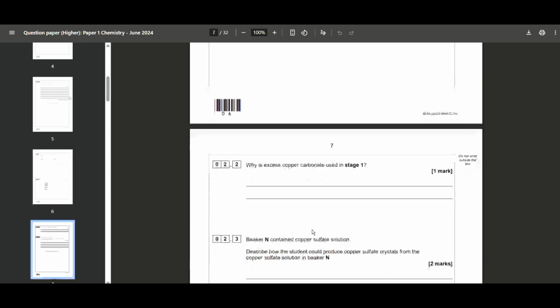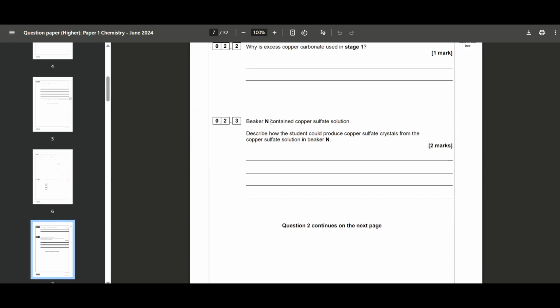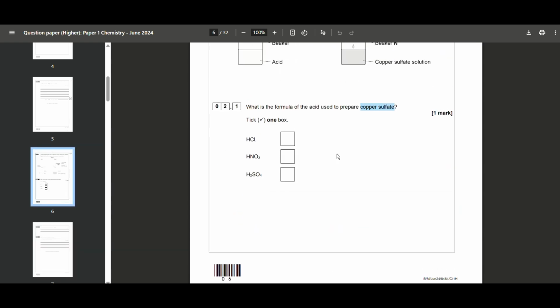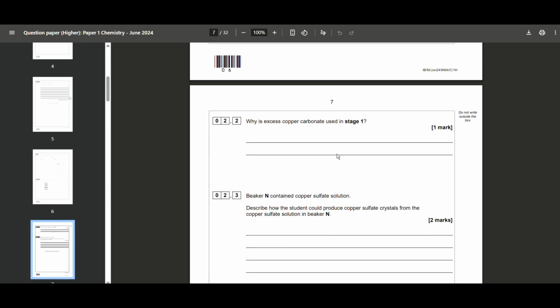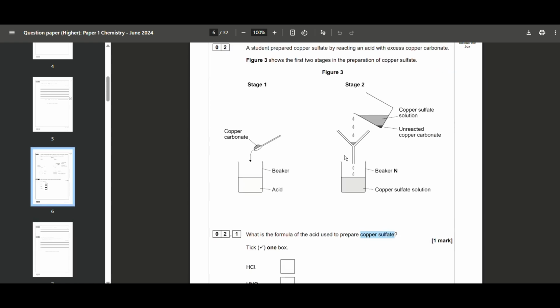So let's go down here. Beaker N contained copper sulfate solution. Describe how the student could produce copper sulfate crystals from the copper sulfate solution in beaker N. So this is a required practical in science. If you have done this, you will know what the next step is. The first step here, they have already shown you: filtration. The next step is crystallization.